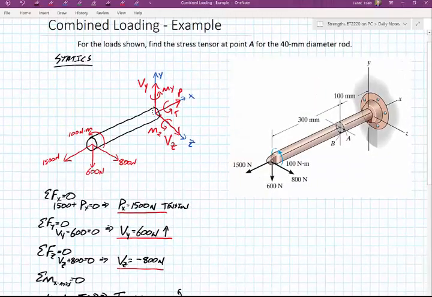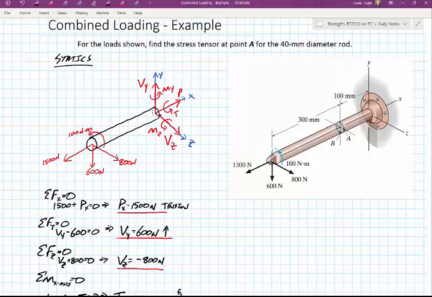All right, so taking a look at these statics, as summing the forces in the x direction, what I see is I have a P value of 1500 newtons, and that's in tension. It's pulling on it. From the sum of the forces in the y, I get a Vy of 600 newtons. And I have it pointing up because the 600 newton external force is pointing down. And then from the sum of the forces in the z, I ended up with a shearing force in the z of negative 800 newtons, or in the negative z direction.